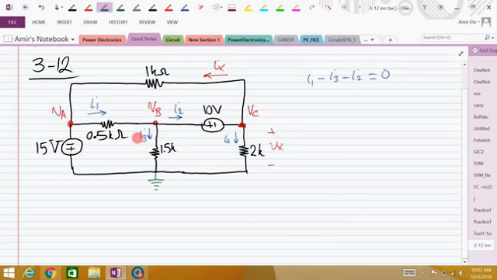The next step would be to express all the currents in terms of node voltages. So I1 is VA minus VB over 0.5K, I3 is VB over 1.5K, and I2 is what? VB minus VC over what? What's the resistance? I cannot write I2 in terms of node voltages because of this voltage source between two nodes. So I don't know what to do here. It doesn't work this way.